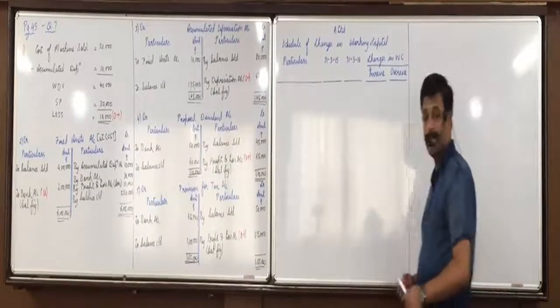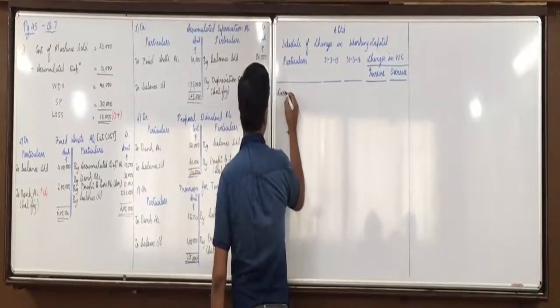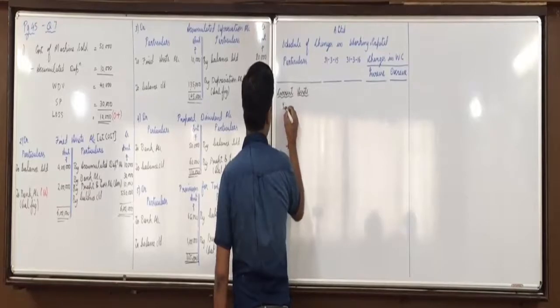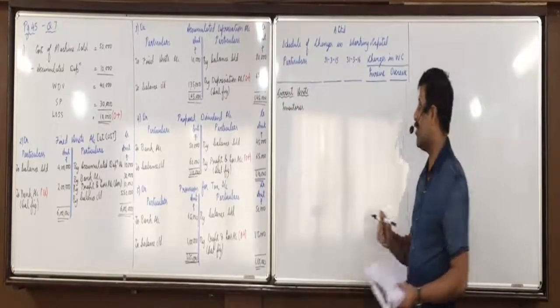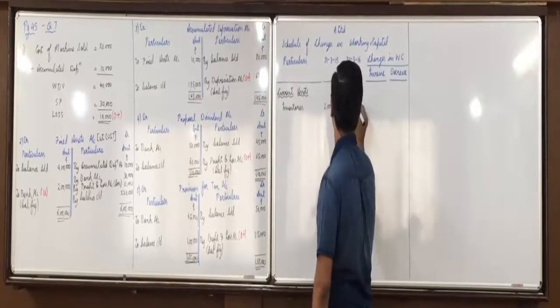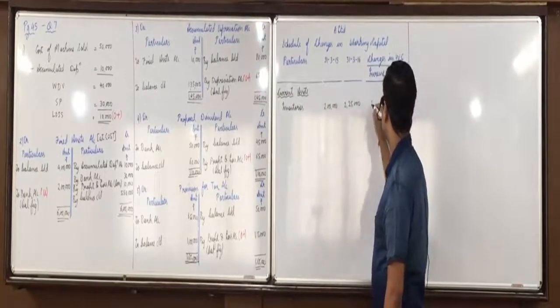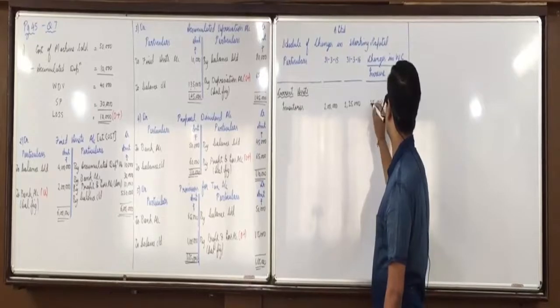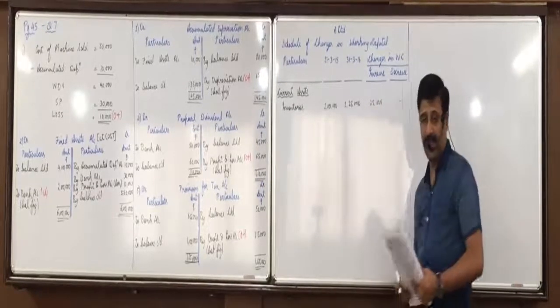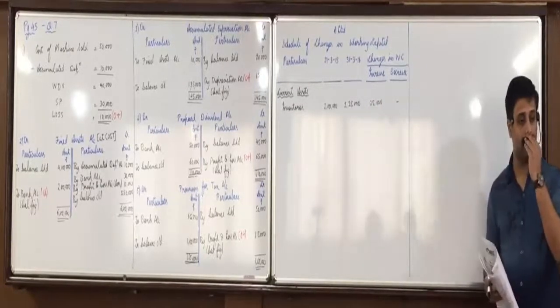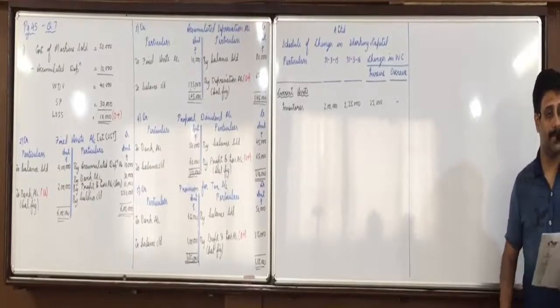Now first we start with current assets. Very first, inventories is 2 lakhs and 2,25,000. Yes, current assets have direct relation with working capital. So if current asset is increasing by 25,000, working capital will also increase by 25,000. Did everyone understand this? Any doubts on it?